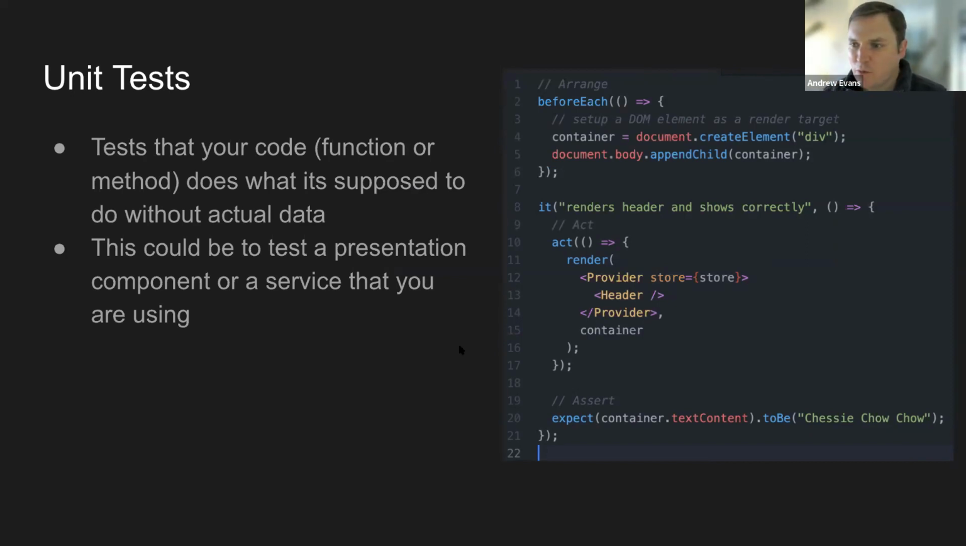Right here, this is the same screenshot I had a second ago. And as you can see, that's all we're doing here. I guess you could say we created a div element. So there's some data, but there's really no data to this. And so this is what I would consider a unit test, because you're just validating that the React function that you're rendering is showing what it's supposed to.